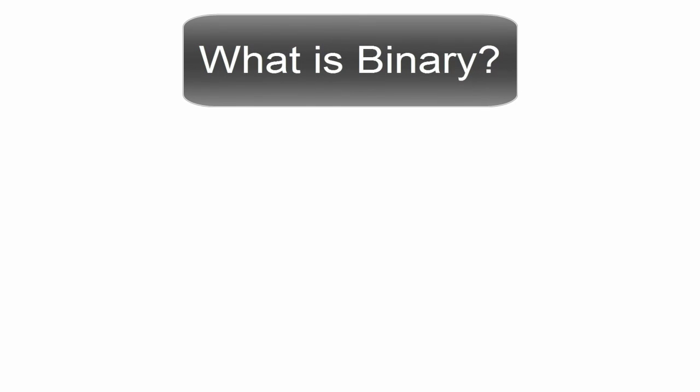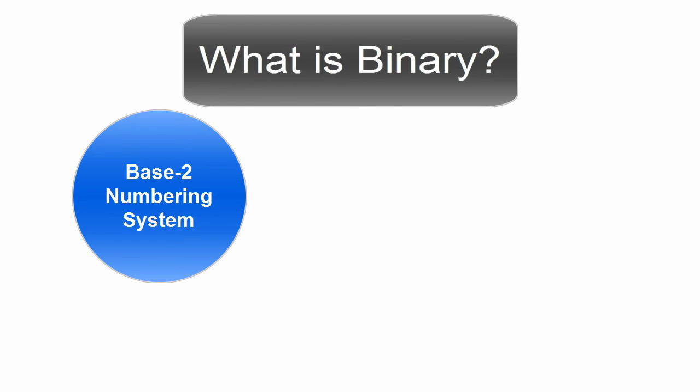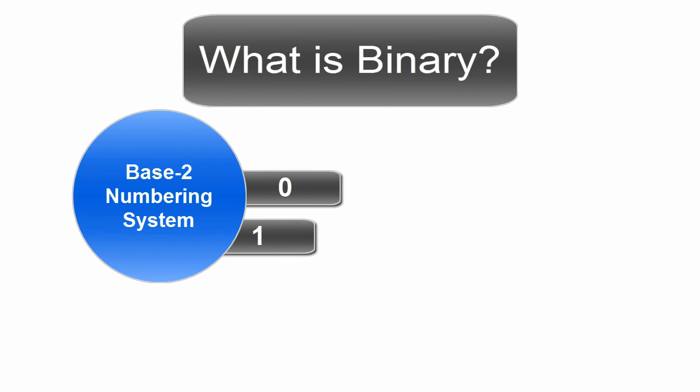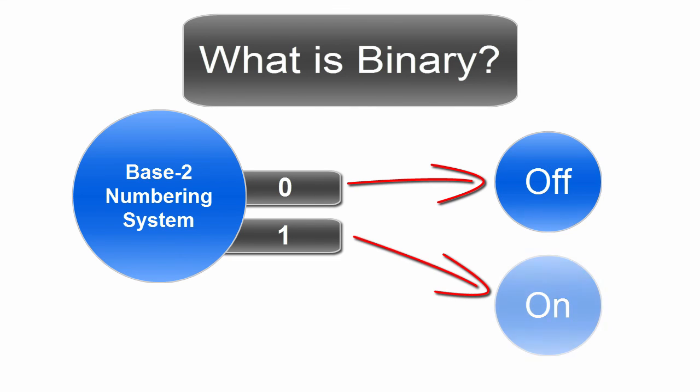Okay, so first I want to talk a little bit about what exactly is binary. Binary is a base 2 numbering system, which means that we can represent each digit in one of two ways. Base 2, two ways. In the case of binary, we can either represent a digit with a 0 or with a 1. See, I told you this would be easy. 0 is off, 1 is on.